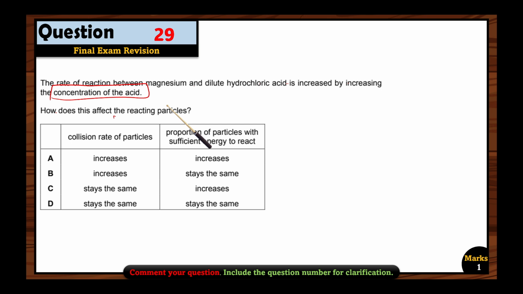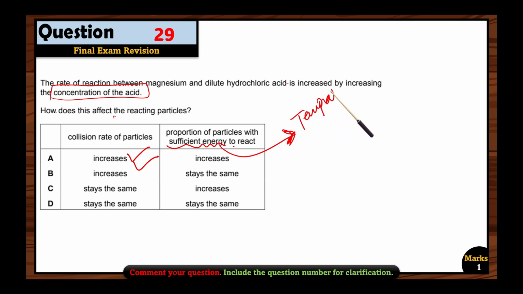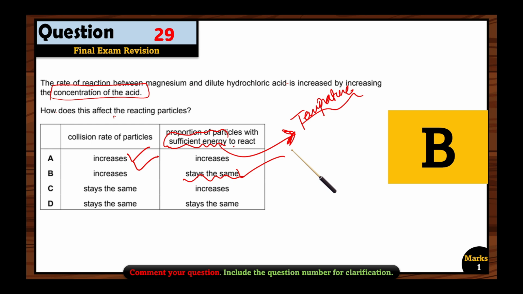It only increases the collision rate, right? So the collision rate of the particles will increase. That's why the rate of the reaction will increase. The portion of the particles with sufficient energy to react: sufficient energy is the only product of a factor, that is temperature, right? Concentration has nothing to do with the sufficient energy of the particles. So it means it will stay the same when you are increasing the concentration. So option B is the right option, okay?